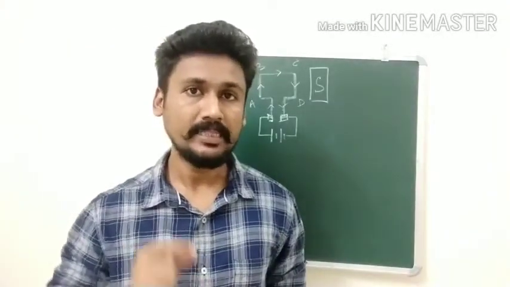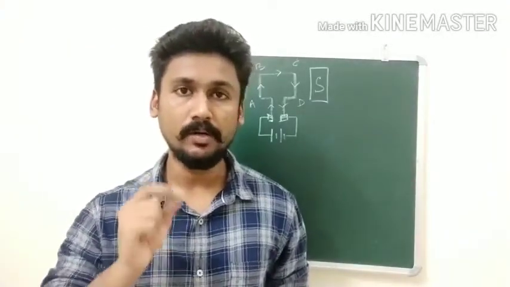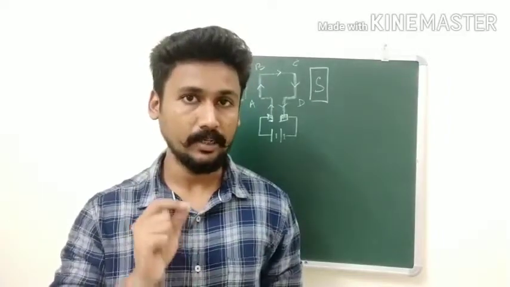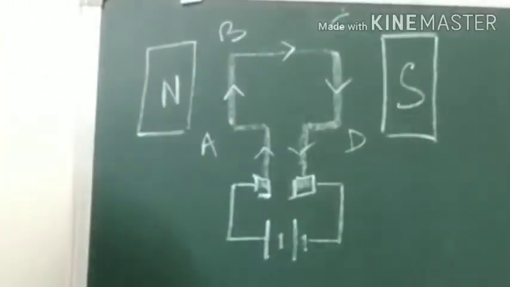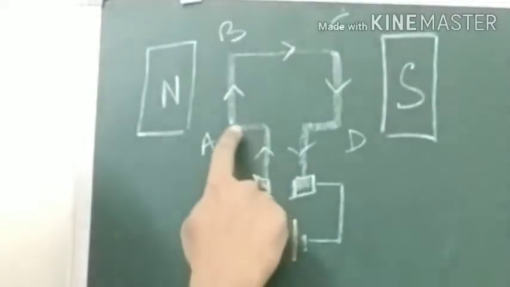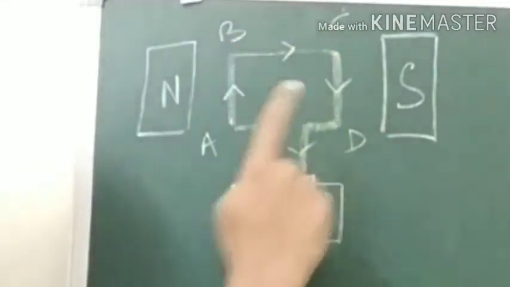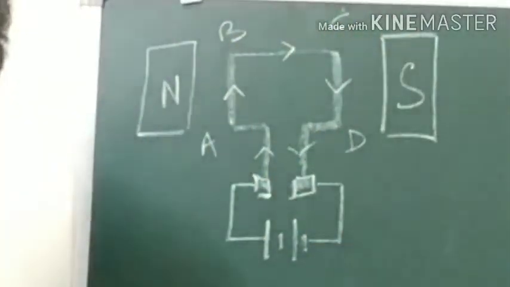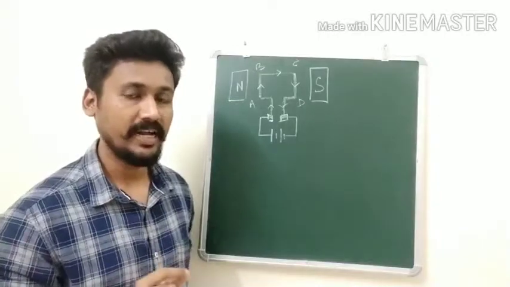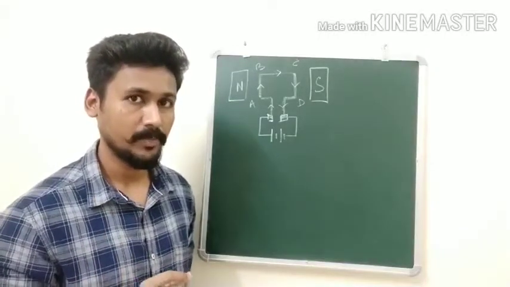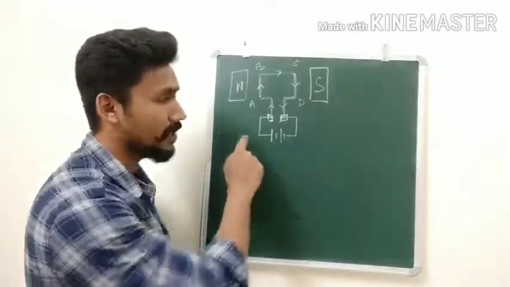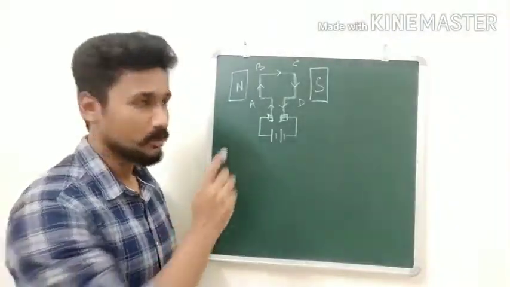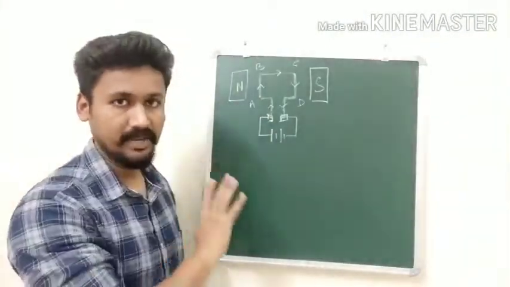Now the next derivation is to find out the torque acting on a current loop. So we are going to imagine a rectangular current loop. This is our current loop A, B, C, D. Now I hope you remember this kind of diagram. In 10th standard, when we studied electric motors, I'm sure you remember the same diagram. So this is nothing but an electric motor, the setup for a motor.